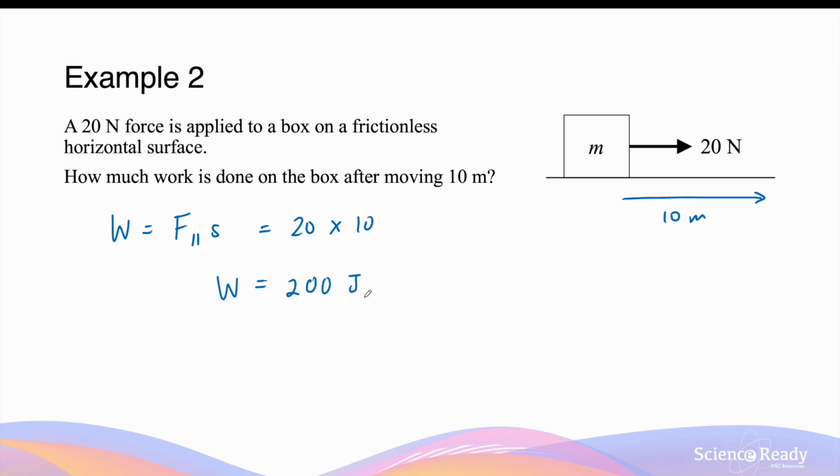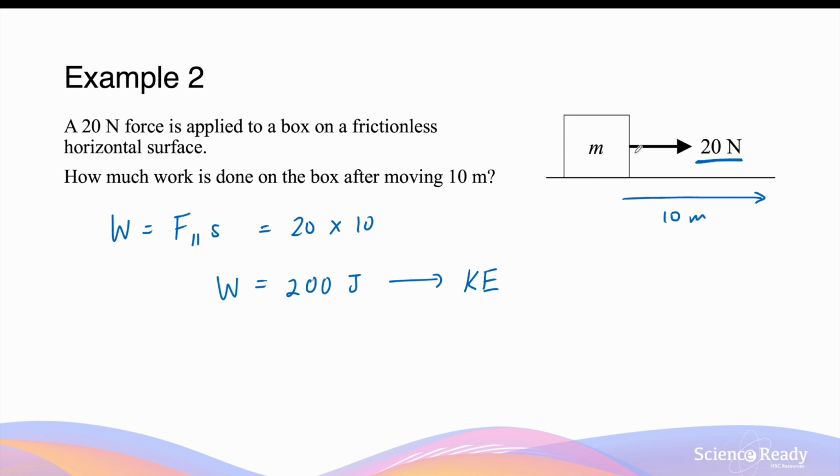A work done of 200 joules means that 200 joules of energy has been transferred onto this mass as a result of the 20 Newton force. And this 200 joules of energy is likely to be in the form of kinetic energy, as the mass will be moving.